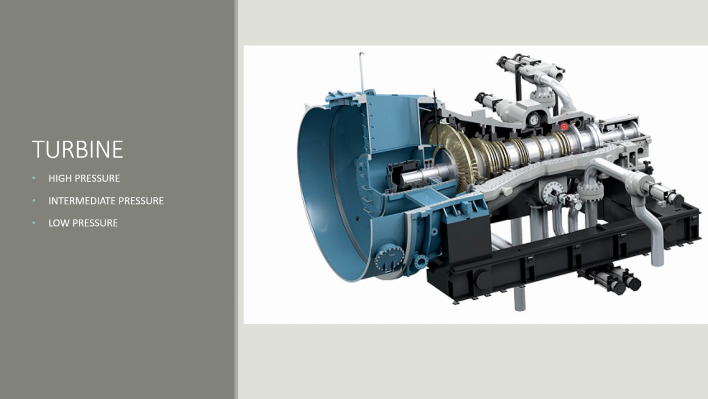So steam enters from this side and goes to the high pressure turbine, and this rotates. Further, the steam passes through the intermediate and low pressure turbines, and it exits from here. So this is the process of the turbine. These three are used basically because it increases the efficiency of the thermal power plant.